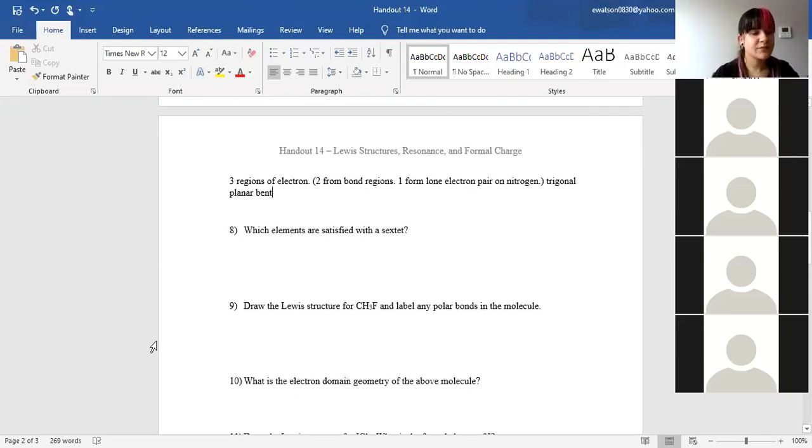The reason you have to specify that it's trigonal planar is if you look at your handout, if you go to 4 regions of electron density, so tetrahedral, and you go down to 2 lone electron pairs, that one is also bent. So you want to specify the electron domain geometry as well, because some of those things do repeat themselves.